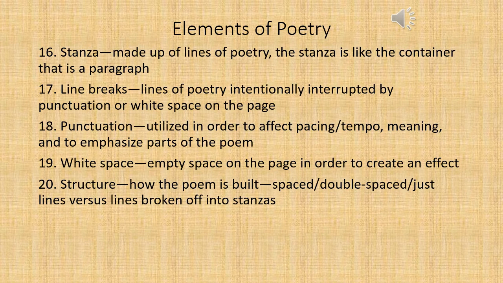Okay, here are some other important concepts with regard to elements of poetry. So number 16, stanza, is made up of lines of poetry. The stanza is like the container that is a paragraph. I would say they're closely related. It's a nice, tidy sort of paragraph, a highly compressed paragraph. And then we have line breaks. Number 17, lines of poetry intentionally interrupted by punctuation or white space on the page. And then we have 18, punctuation, utilized in order to affect pacing, tempo, meaning, and to emphasize parts of the poem. Number 19, white space, empty space on the page in order to create an effect.